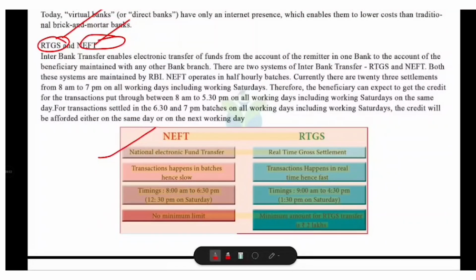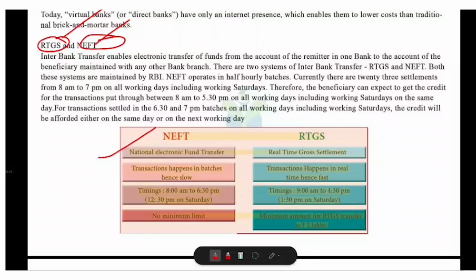In NEFT, transactions don't happen instantly. They are processed in batches like a queue. One group of transactions is settled and then the next one begins. That's why we say NEFT is a batch system, not real time. It operates in half-hourly batches throughout the day. Currently, there are 23 settlement batches from 8 a.m. to 7 p.m. on all working days, including working Saturdays.